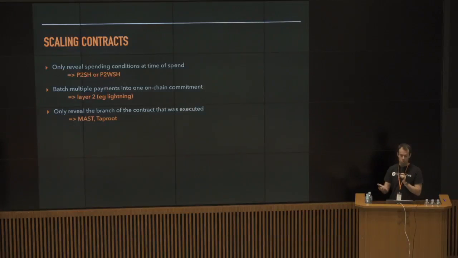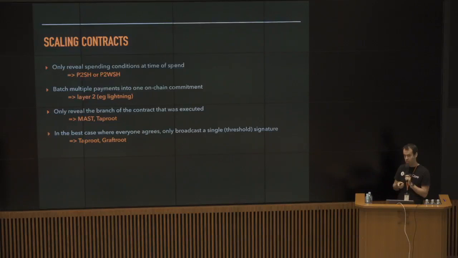We could create a script where we only reveal the branch of the script or the branch of the contract that was executed. And technologies that do that are things like MAST or Taproot, which we don't yet have in Bitcoin, but maybe in a future soft fork we will have that. So if we have a contract which says we can spend these coins if condition A or condition B or condition C, instead of revealing all of those, we just reveal condition A with the proof that we've satisfied that.